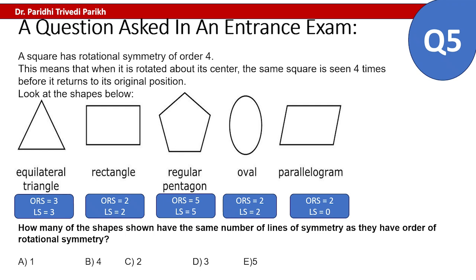Order of rotational symmetry, I would write as ORS, and lines of symmetry, I would write as LS. So, ORS here is 3, LS 3. Rectangle ORS 2, LS 2, regular polygon ORS 5, LS 5, oval ORS 2, LS 2, and parallelogram ORS 2, LS 0. So I have such 4 shapes where lines of symmetry equals the order of rotational symmetry. You can see very well from here, correct, correct, correct, correct, not going with the condition.